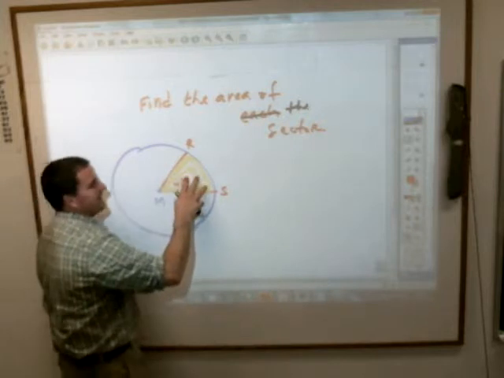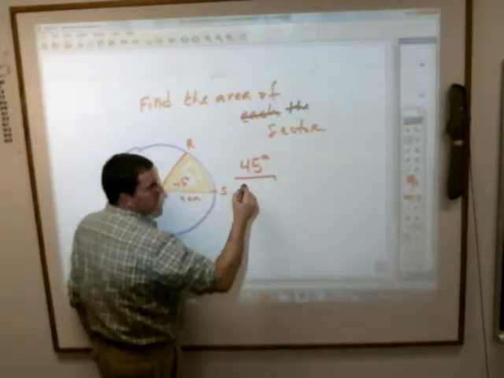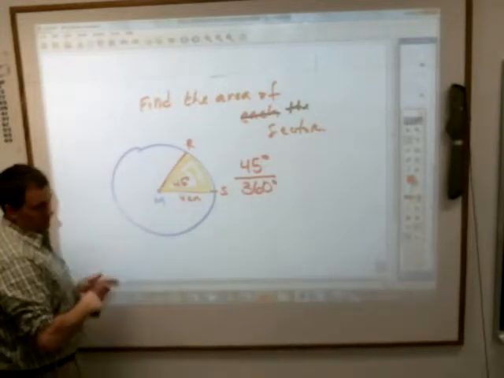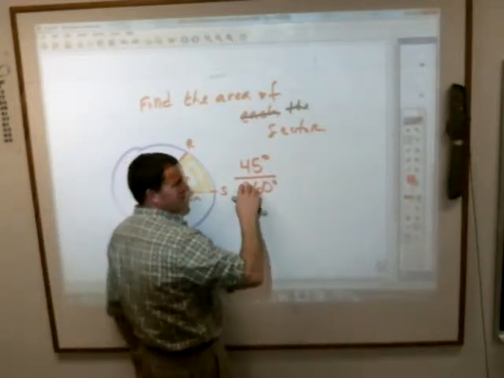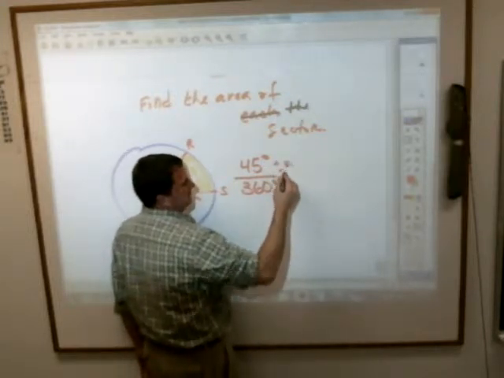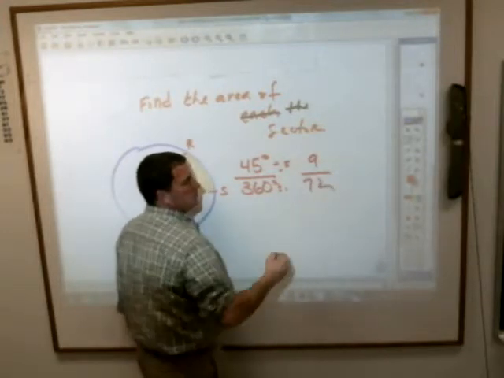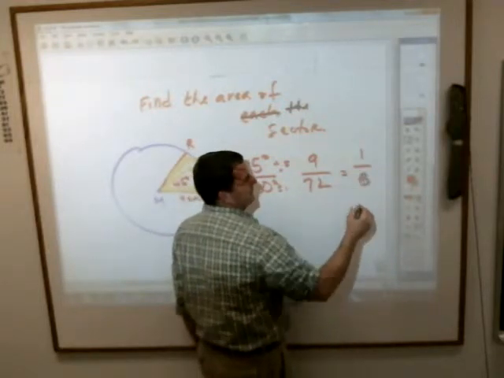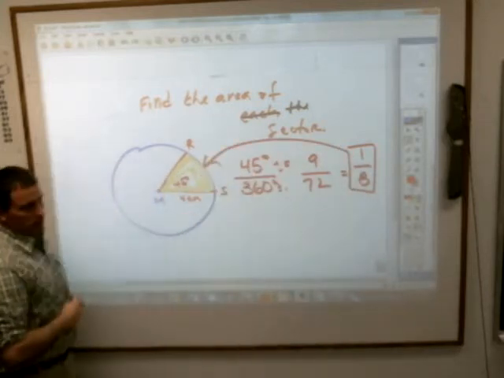Okay, I know that the sector is 45 degrees out of, how many? 360. So the sector is what fraction of the whole circle? That's what this will tell you. How many times does 45 go into 360? Let's divide by 5. We'll go 9 over what? 72. Oh, 9/72 reduces down to 1/8, right? 9 goes into that. So the sector is 1/8 of the whole circle.